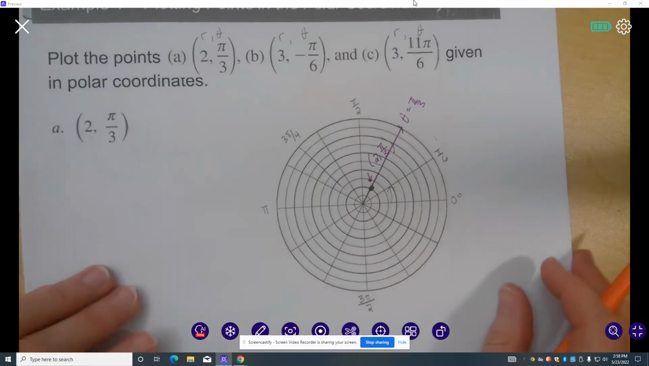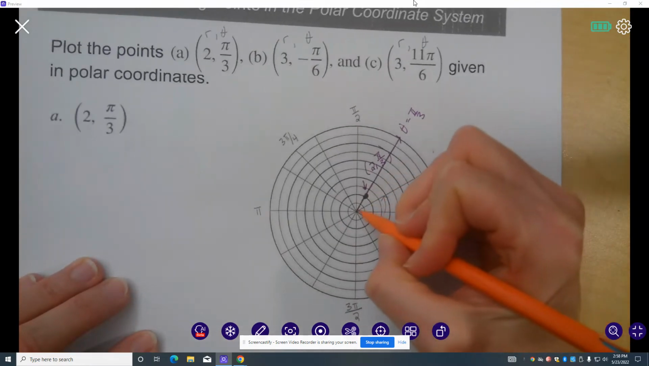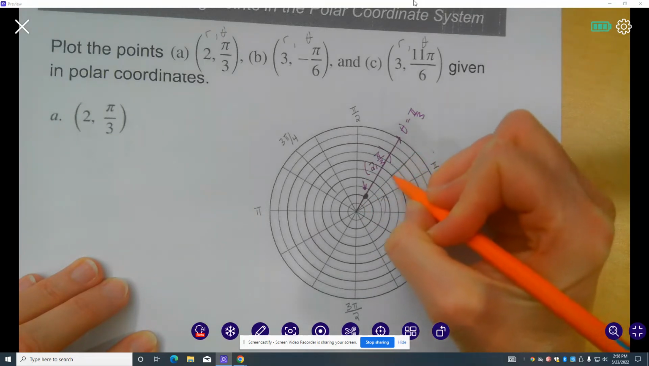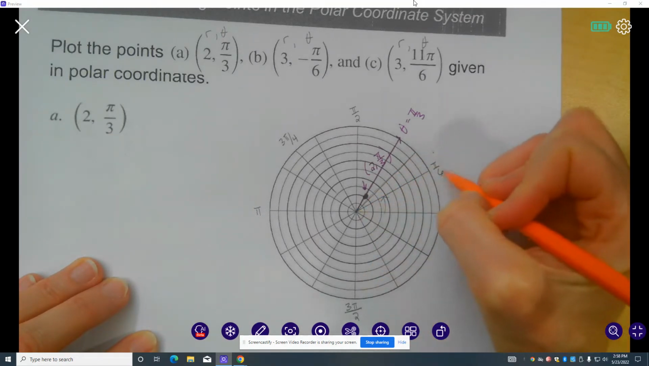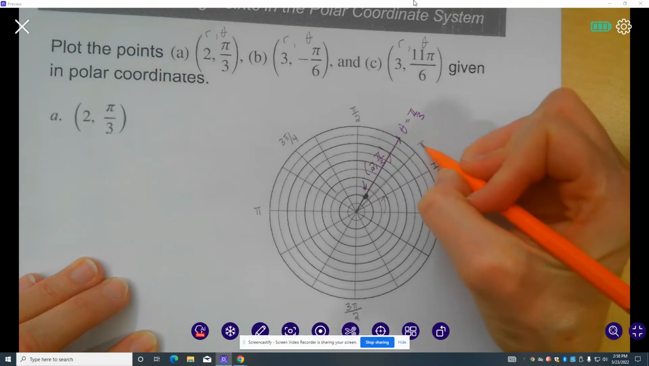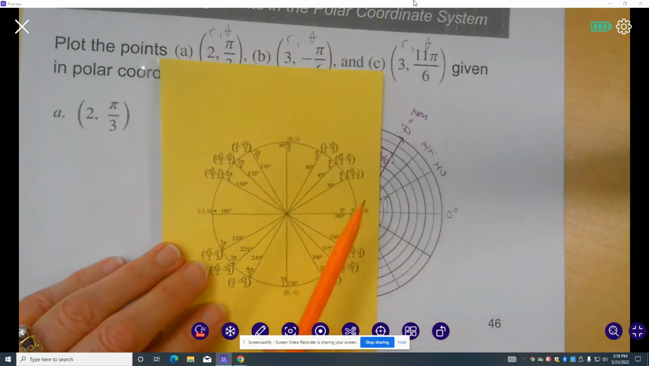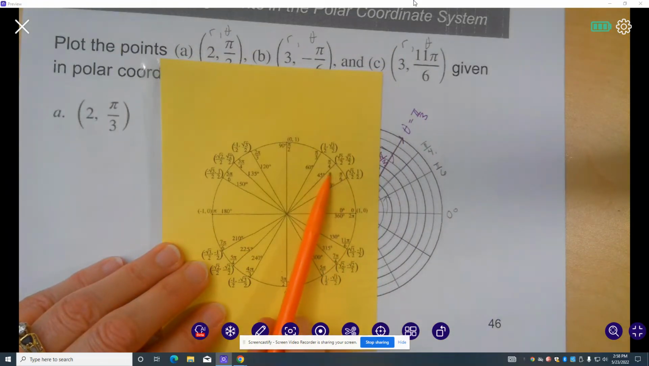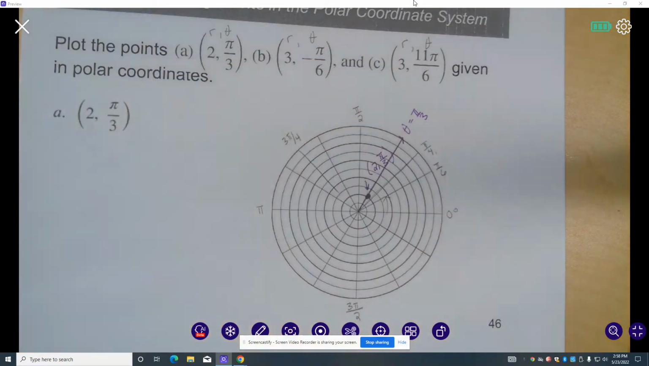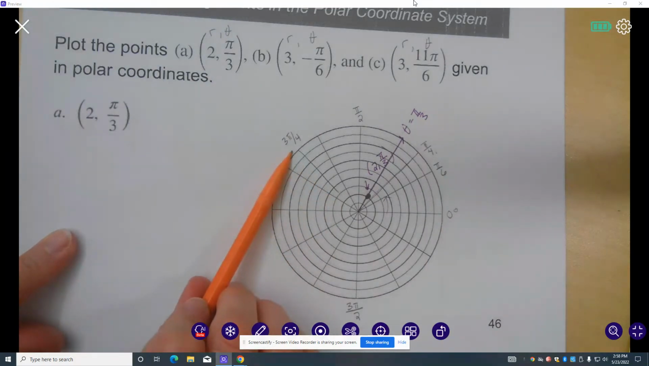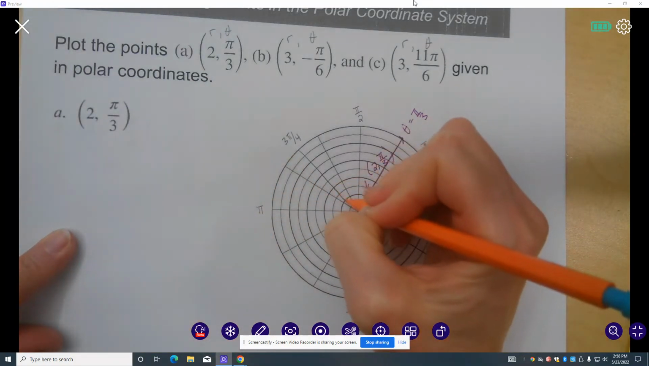Now you'll notice probably right away that the pi over 4s are missing. So the pi over 4 would be right here in between our pi over 6 and our pi over 3. So this would be our pi over 4, right? Just like we had on unit circle. Pi over 6, pi over 4, pi over 3. So any of the over 4s you will have to draw in on your polar grid.